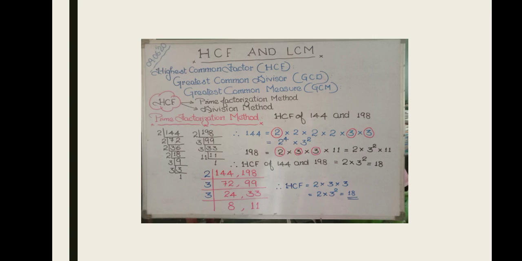Now there are two methods for finding out HCF, that is the prime factorization method and the division method. Here we shall first learn the prime factorization method. Let us take one example: HCF of 144 and 198. There are two numbers given here, that is 144 and 198.